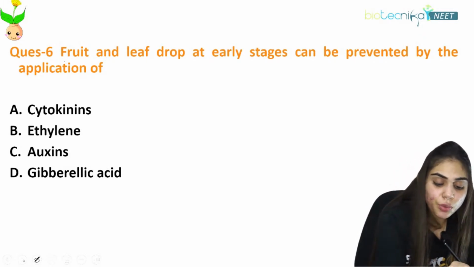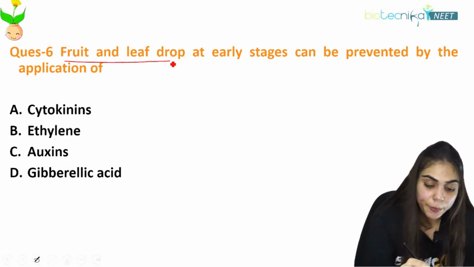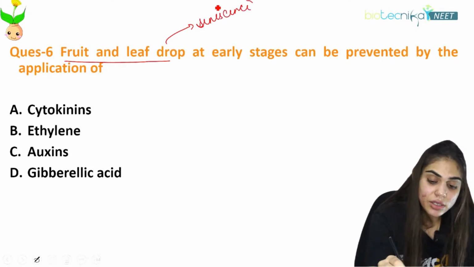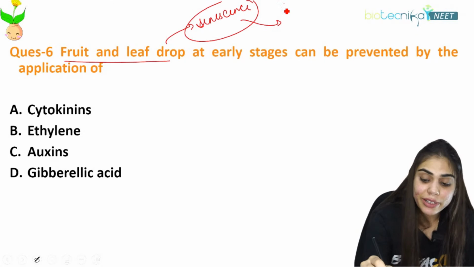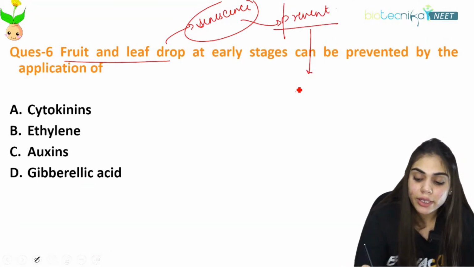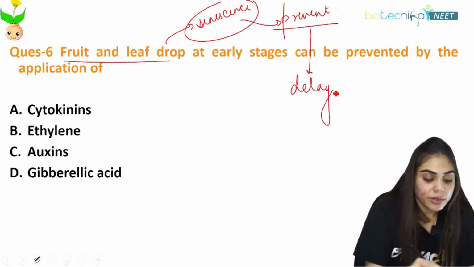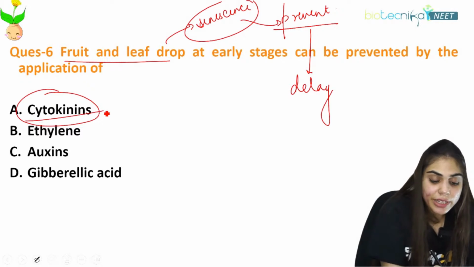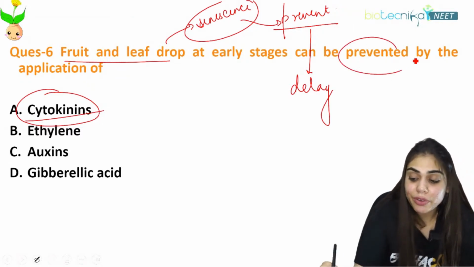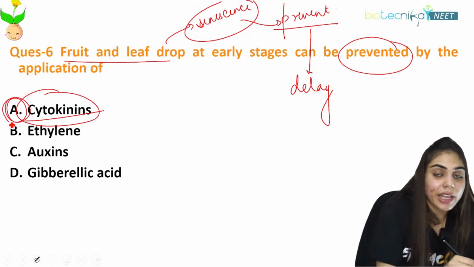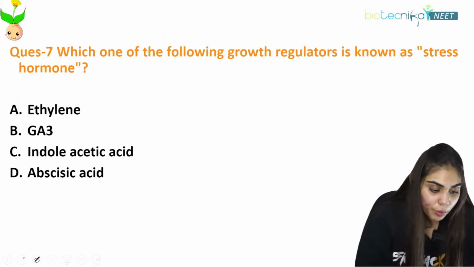Fruit and leaf drop at early stages can be prevented by the application of what? Suppose fruit and leaf drop is happening. That means the plant is undergoing senescence. But if you want to prevent this senescence, we have already studied a phenomenon called delay in senescence. So who is delaying this senescence? Cytokinin. So here we have to answer how we can prevent this falling of leaf. This can be prevented with the help of cytokinin hormone.